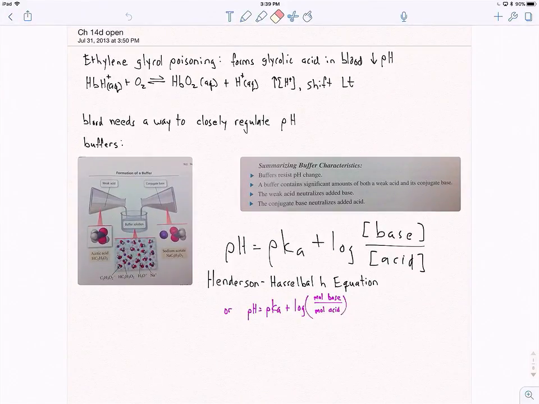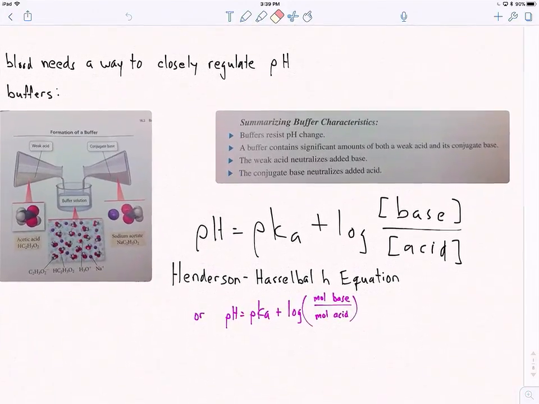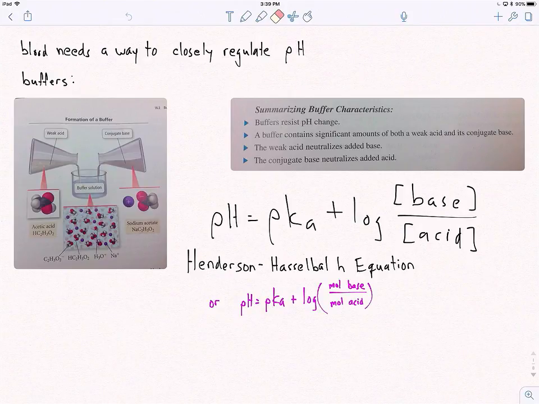And there's a really nice and easy way of solving these. It's the Henderson-Hasselbalch equation. The pH equals the pKa plus the log of the base over the acid. So this is one of the most important concepts of this class, this equation right here.